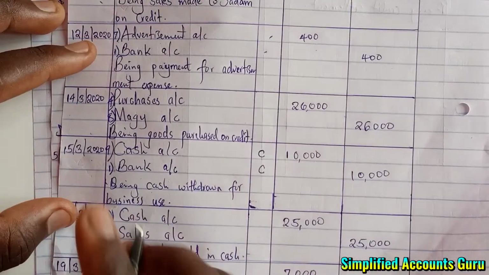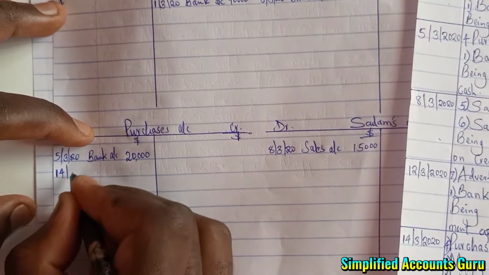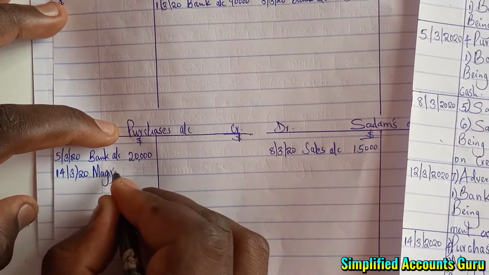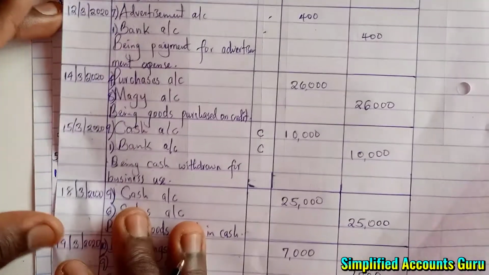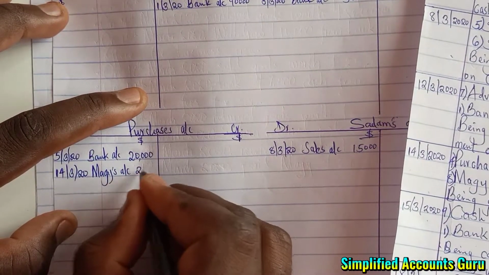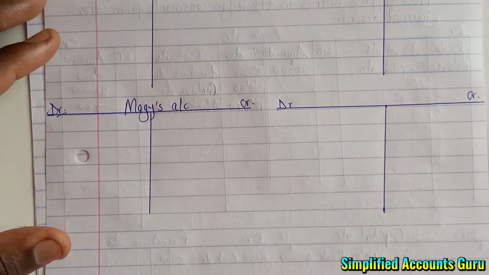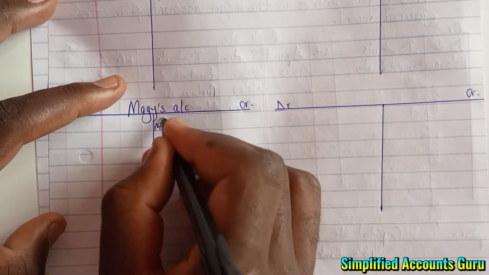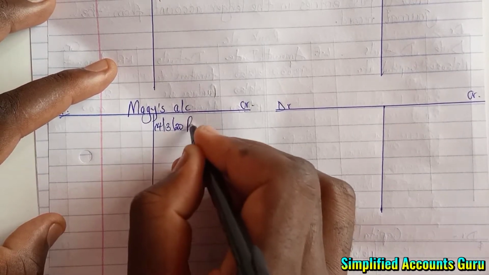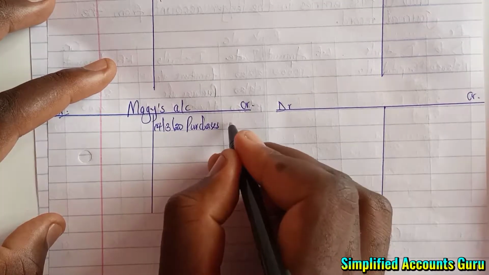On the date here is what? On 14th March 2020, say Maggie's account, and then now you mention 26,000. Then you go to Maggie's account on 14th March 2020. You say purchases amounting to 26,000.